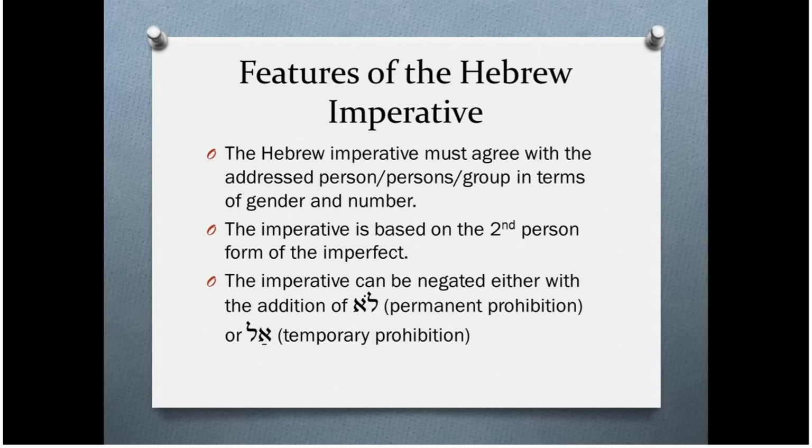Thirdly, the imperative can be negated. It can be negated either with the addition of lo plus the prefix conjugation, and this will refer to permanent prohibition, so we'll look at that in a couple slides, or al plus the prefix conjugation, and that will refer to temporary prohibition. So I'll give you some examples of what I mean by that.